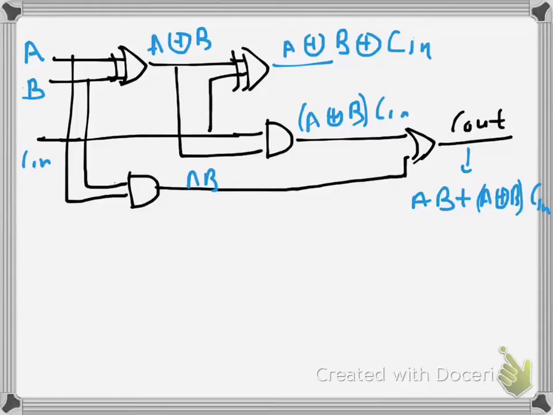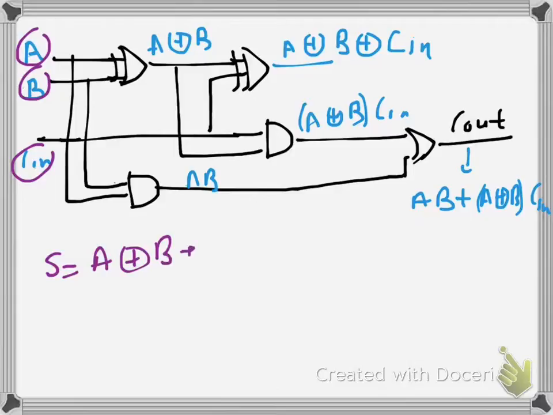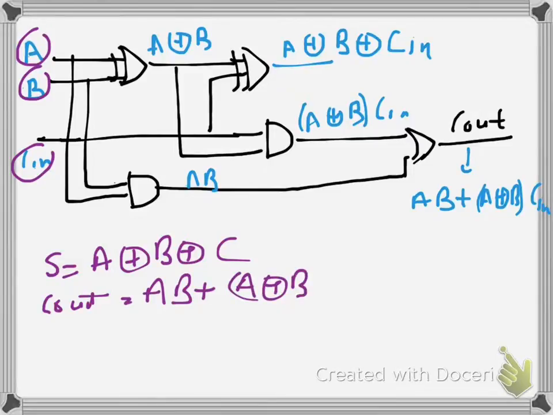Let me implement. So here is the implementation. Let me explain the implementation to you people. So we have the inputs here A, B as well as C input. Now since we have seen that S is equal to A XOR B XOR C and C out will be equal to AB plus A XOR B into C in. Okay, so this thing I am just trying to implement here.